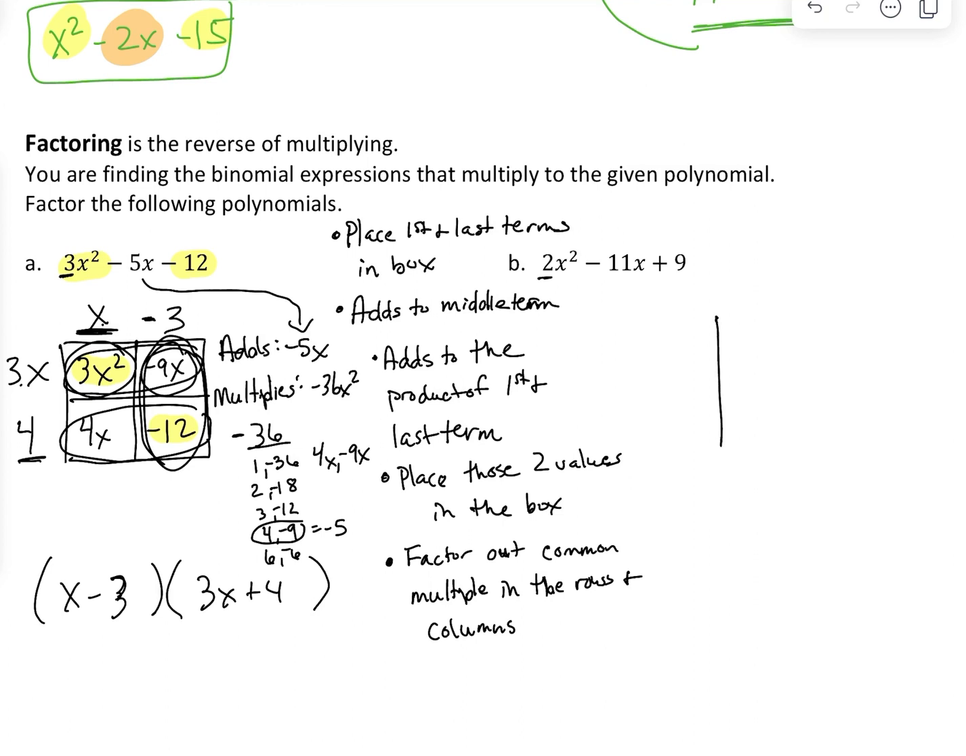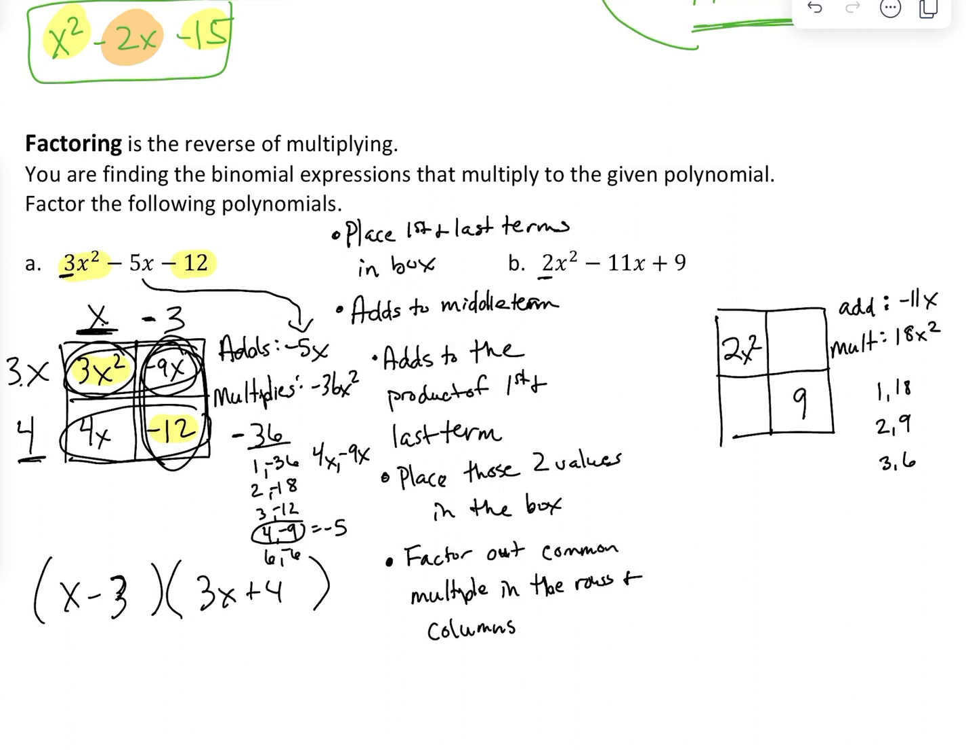Okay, so I'm going to try that same technique over here. Probably go a little bit quicker because I already have my directions written out. So I'm going to place that 2x squared and the 9 here. I'm looking for it to add to be that middle term, so negative 11x, and I need to multiply those together so I get the 18x squared. So I look at factors of the 18, 1 and 18, 2 and 9, 3 and 6, and that's all I have. They're going to multiply to be a positive, but add to be a negative, so I'm going to have 2 negatives. So I'm going to make both of these negative.